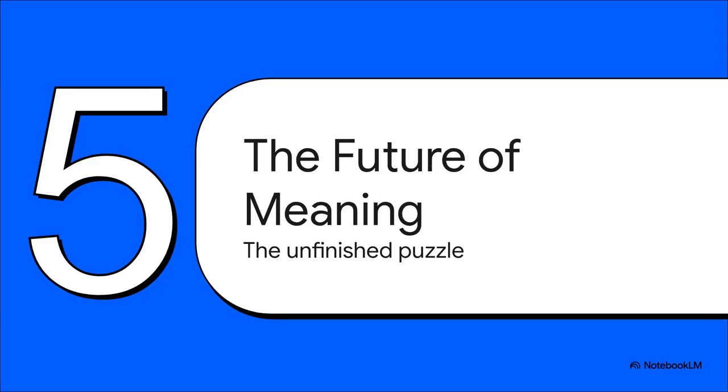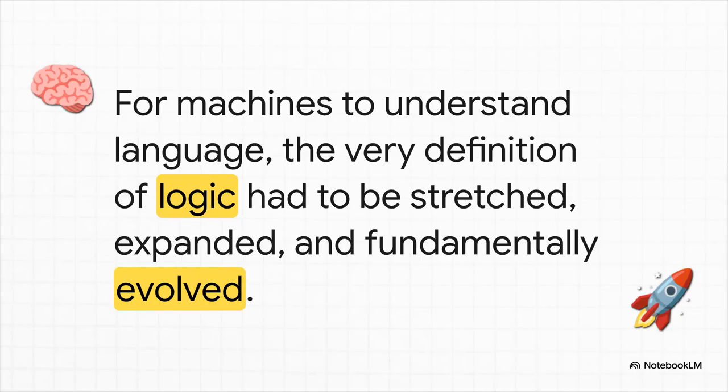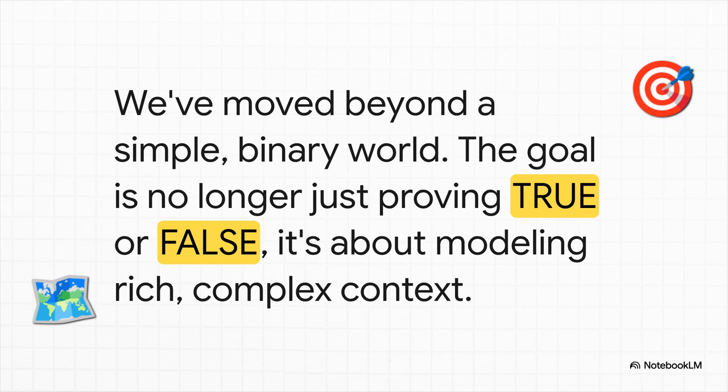So, after all that, where does this leave us on this huge quest to crack the code of language? If there's one big thing to take away from all of this, it's this. For machines to ever really get human language, logic itself had to change. It had to evolve. It had to be stretched and expanded and completely reimagined. Yeah, we've moved way beyond a simple black and white world of just true or false. The name of the game now is modeling the rich, complex, and often messy context that gives our words their real meaning.